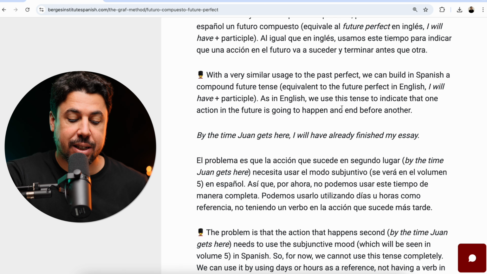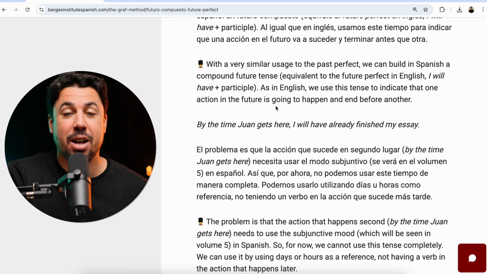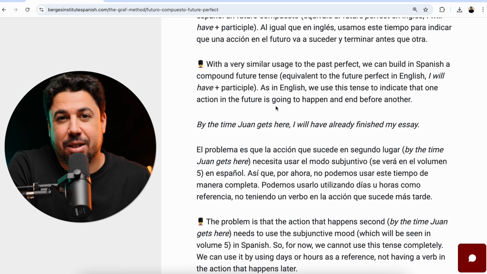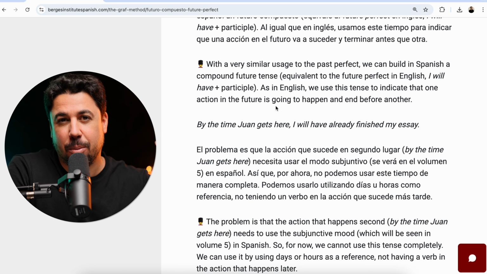As in English, we use this tense to indicate that one action in the future is going to happen and end before another. So it's basically similar to the pluscuamperfecto, the past perfect, but the anchor now is an event in the future. So by the time this happens in the future, this other thing will have happened.